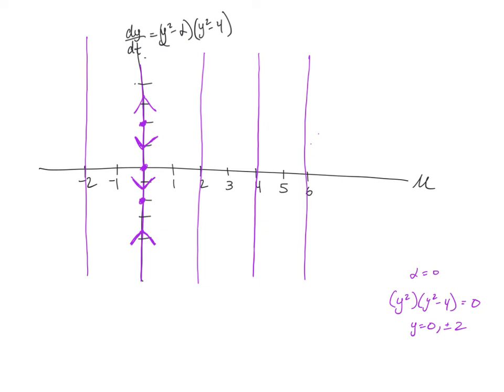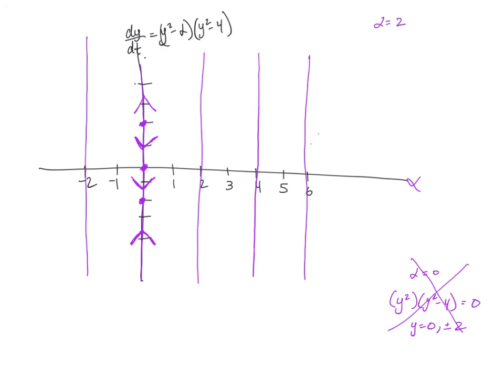Okay, now I need to scratch this. Done with alpha equals 0. Now I'm going to look at alpha equals 2. Right, because I shouldn't have labeled this mu. In this case, the parameter is named alpha. Okay, so now I'm going to look at alpha equals 2.